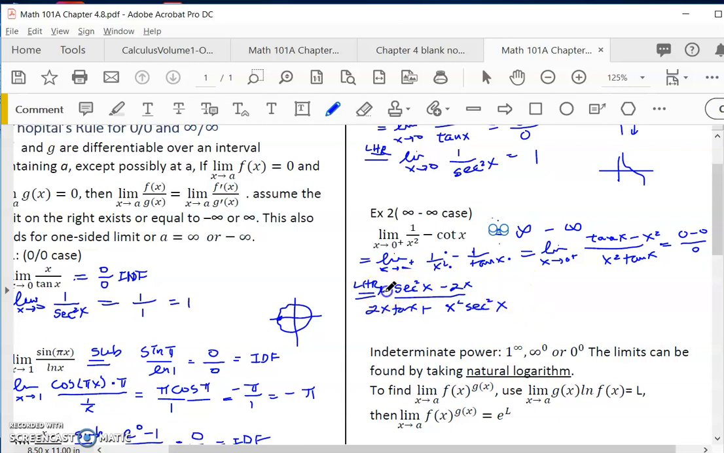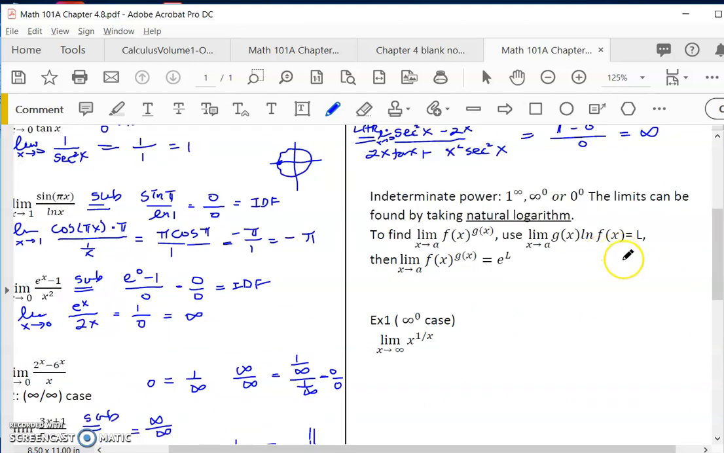Oh, it's still doing a limit. Okay, limit as x approaches 0, so I'm going to plug in. Secant squared is 1, right? And then minus 0. Over the bottom is all 0. So 1 over 0 is infinity. Whenever you have 1 over 0.